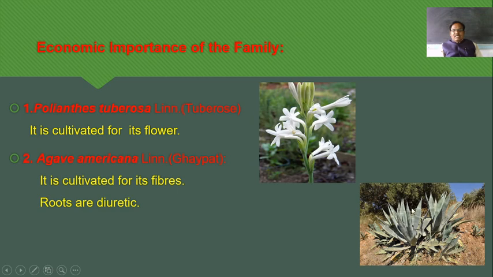The next plant is Agave americana, which is known as Gaikwad. It is cultivated for its fiber. The leaves of this plant are detached from the plant and allowed to soak in water, and after a certain period of time when they fully soak in the water, these leaves have the fibers inside. So these fibers are used for the preparation of ropes, and roots of this plant have diuretic property.